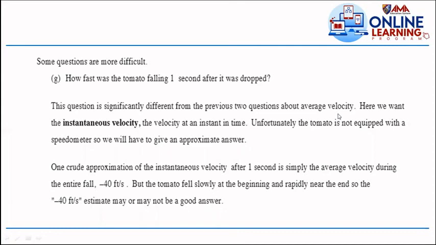One crude approximation of the instantaneous velocity after 1 second is simply the average velocity during the interval, which is negative 40 feet per second. But the tomato fell slowly at the beginning. It was slow at first, but fast near the end. So the negative 40 feet per second estimate may or may not be a good answer.